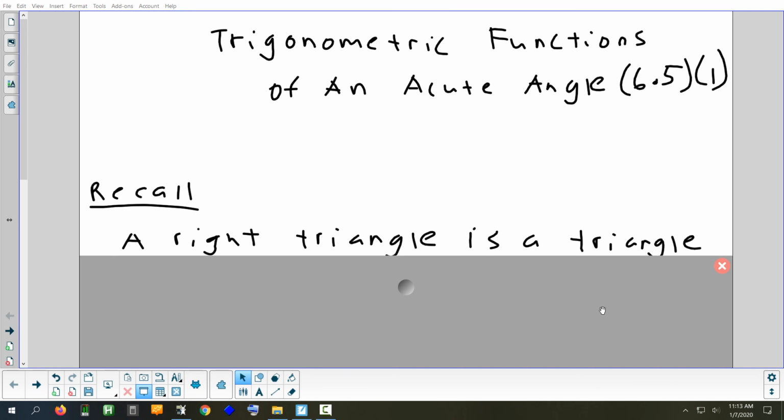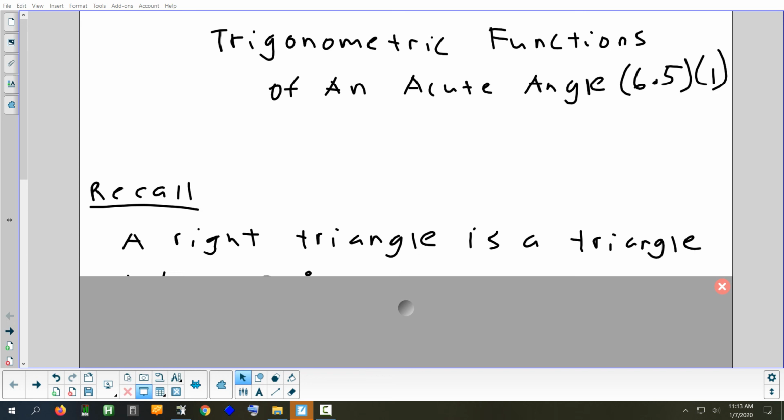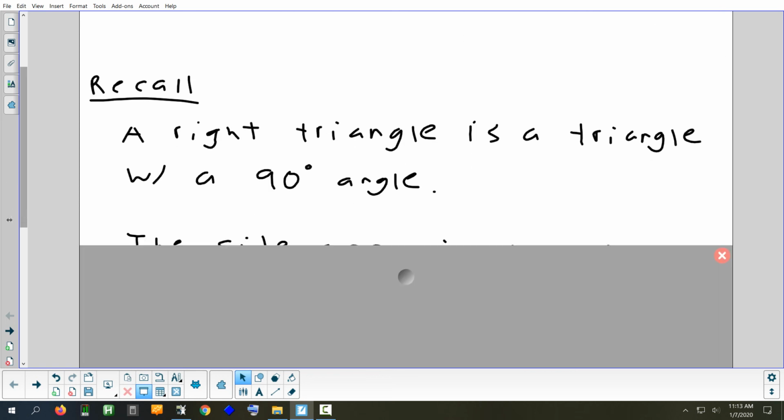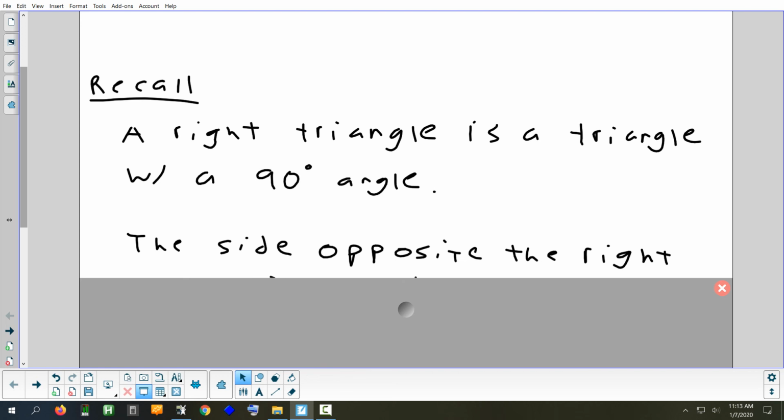right triangle is. Somebody tell me, what's a right triangle? Right, it's a triangle that has a 90-degree angle in it. Exactly. Now, there's a name for the side that's across from the 90-degree angle, but we don't use the word opposite. Anyone tell me the name of that side? It's your hypotenuse. And then what about the names of the other two sides that are shorter?